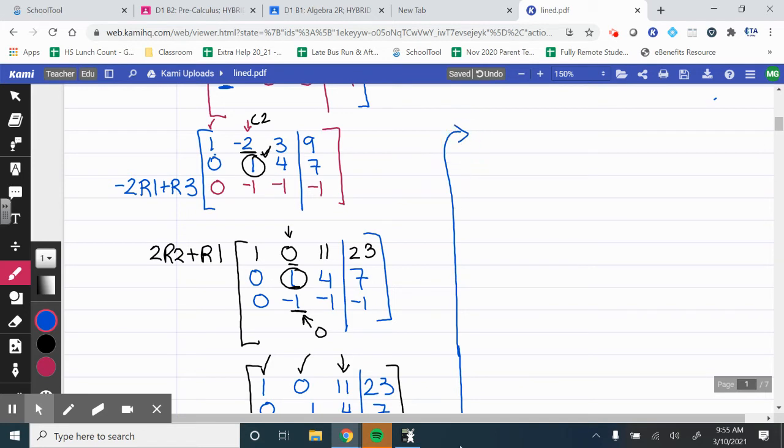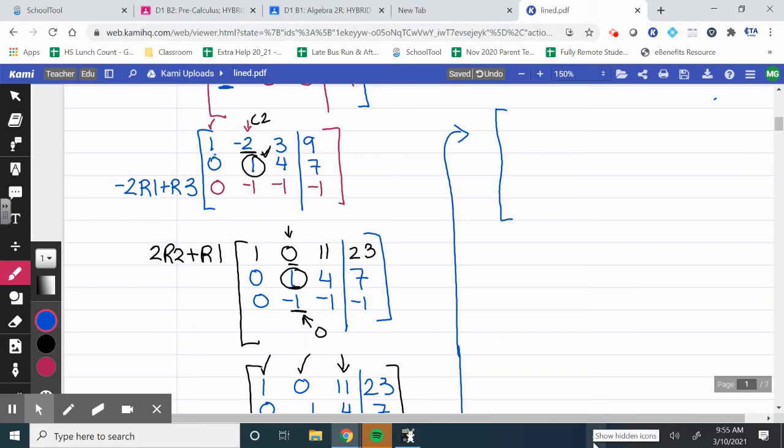Draw an arrow to show this. Okay, so now I want to get zeros in those other 2 rows. If you wanted to do them both at the same time, that would be okay, or you can continue doing them separately. I'm going to do it separately for this one, since it's our first big one together.